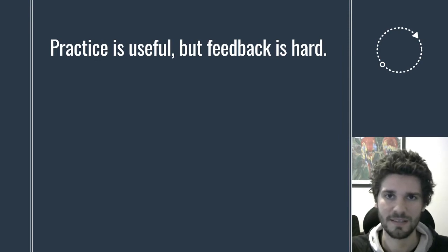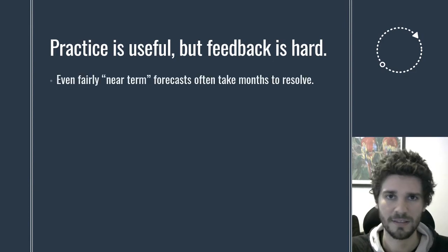So now you have at least some ways of thinking about probability you might want to experiment with. I think the key thing is to practice and see which ways are better. Practice is incredibly useful for loads of things, but the difficulty with forecasting is feedback's actually quite difficult to get and quite difficult to interpret when you do have it. As a concrete example, even fairly near-term forecasts often take months to resolve.